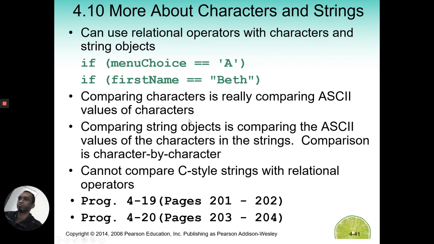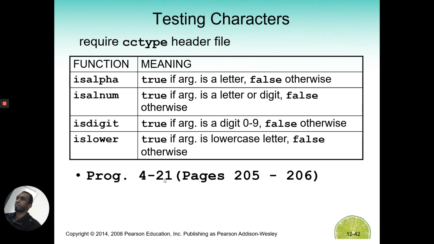Comparing characters is really comparing ASCII values of characters. Okay, comparing string objects is comparing the ASCII values of the characters in the string. So comparison is character by character. You cannot compare C-style strings with relational operators. Look at some of the examples on those pages.